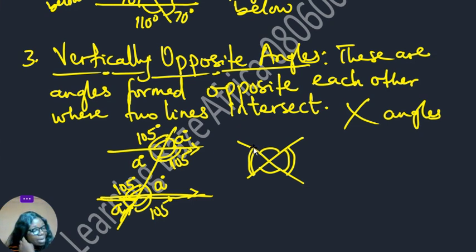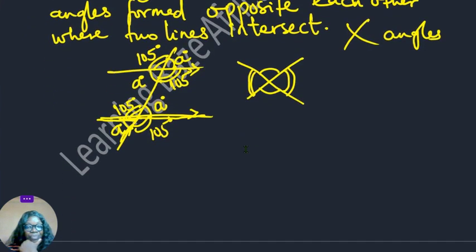So now the next type of angle you're going to learn is what we call adjacent angles. Adjacent angles are angles separated by a common line on a straight line.